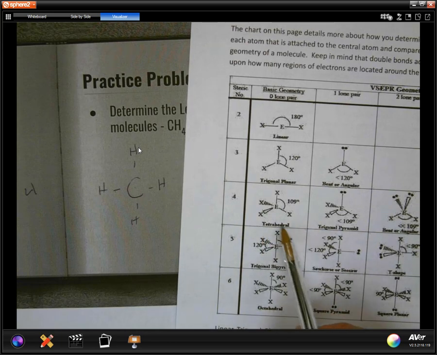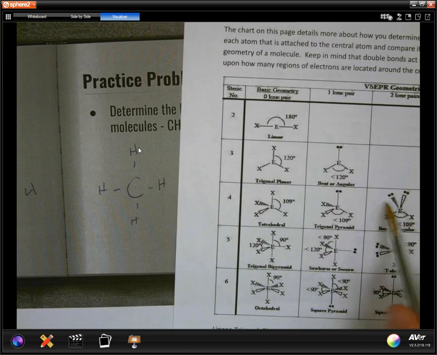Now I need to see, what are the 4 things bonded to that central atom? Are there 4 elements? Are there 3 elements and a lone pair? Or are there 2 elements and 2 lone pairs?